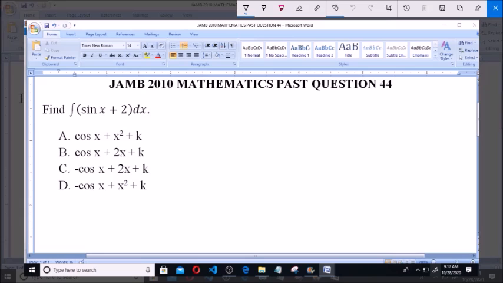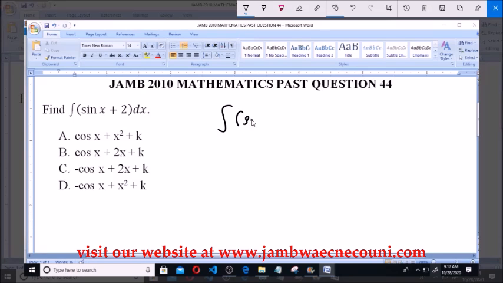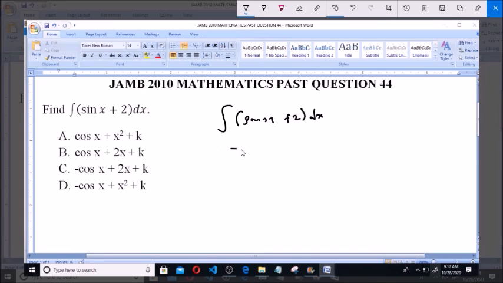So we have to find the integral of sine x plus 2 dx. Now we know that the integral of sine x is minus cos. That is, the integral of sine theta is equal to minus cos theta. But here we have sine x, so it will be minus cos x.